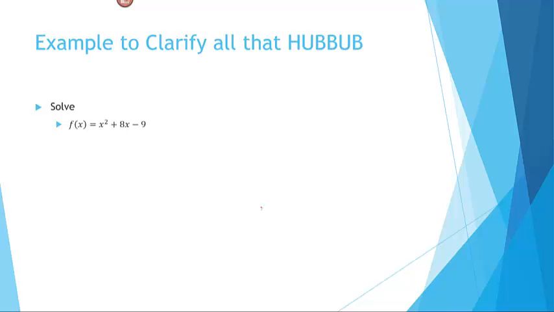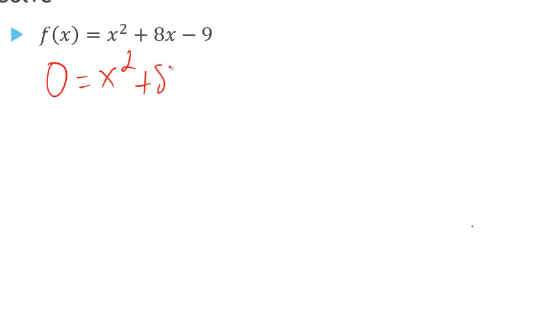Let's go ahead and solve f of x equals x squared plus 8x minus 9. The first thing we need to do is set f of x equal to 0. So we have 0 equals x squared plus 8x minus 9. Let's move our 0 to the right side, because that's where I like to have it. So x squared plus 8x minus 9 equals 0.